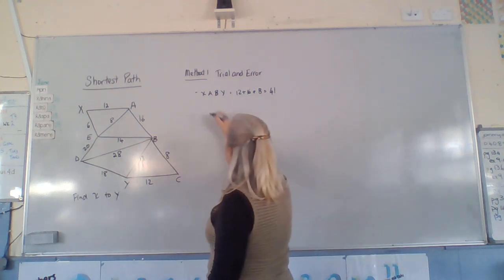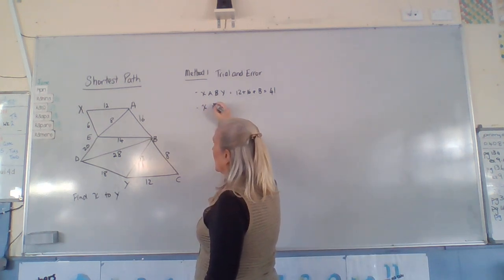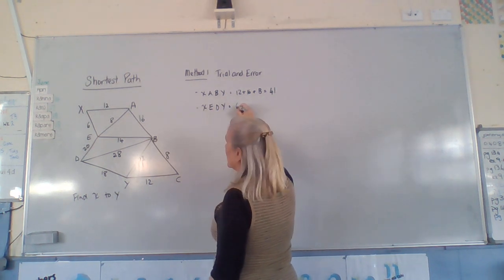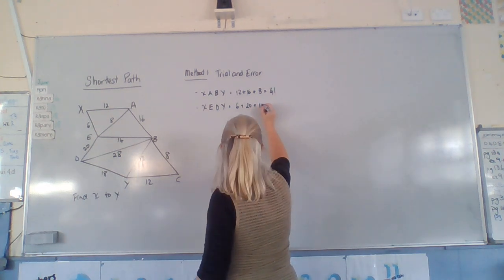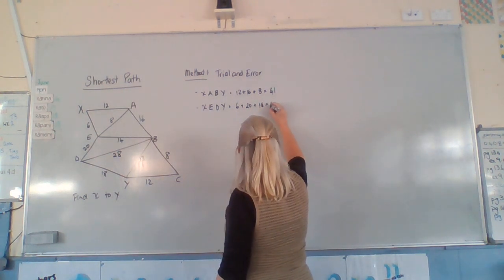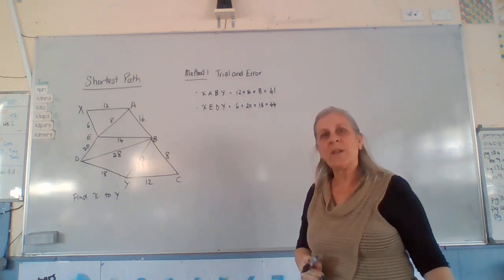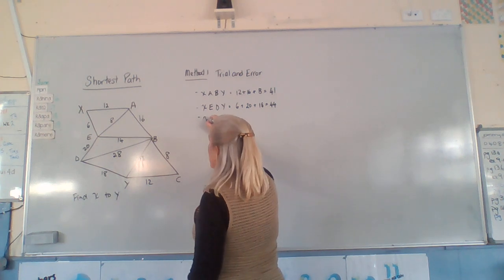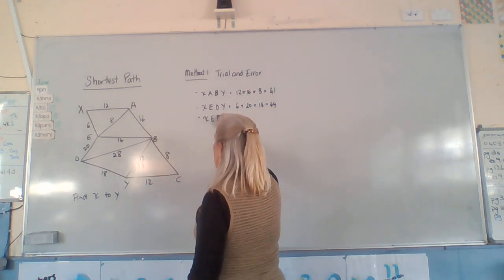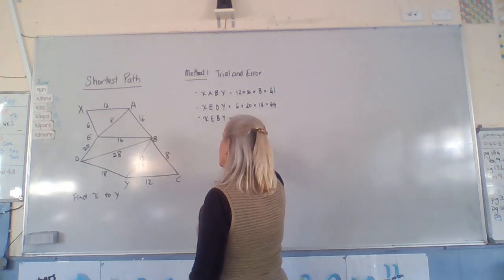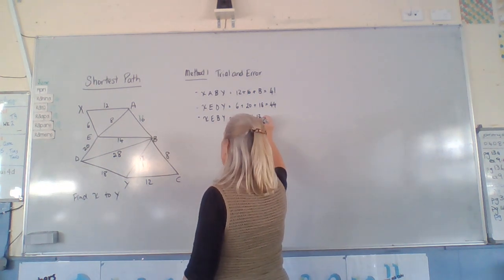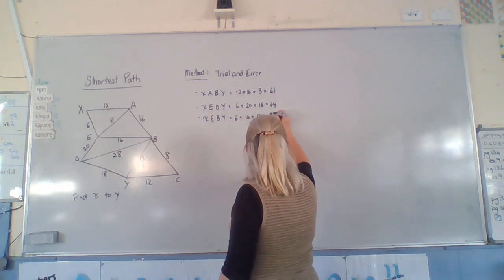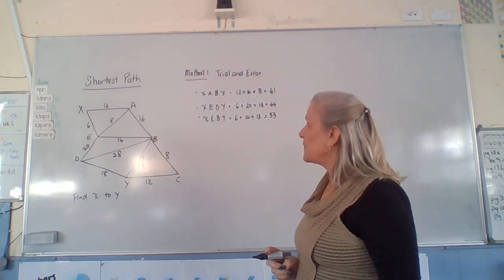We're going to look for another one. So we could go from X to E to D to Y, which gives us 6 plus 20 plus 18, 38, 44. Okay, so now the first one is still at the moment our shortest route. So we try another one. Let's go X to E to B to Y. That is 6 plus 14 plus 13. Gives us 27, 33. That's definitely our shortest one so far.